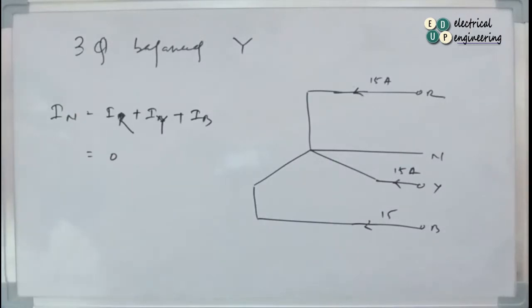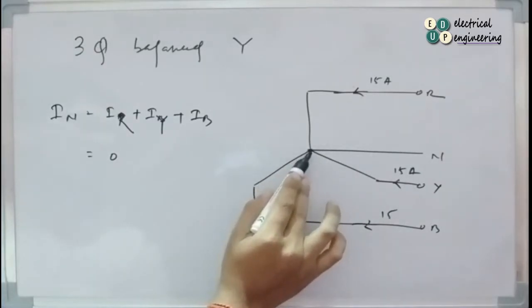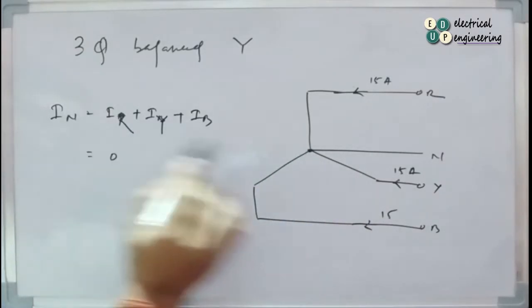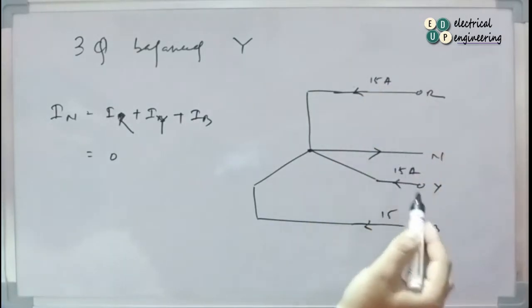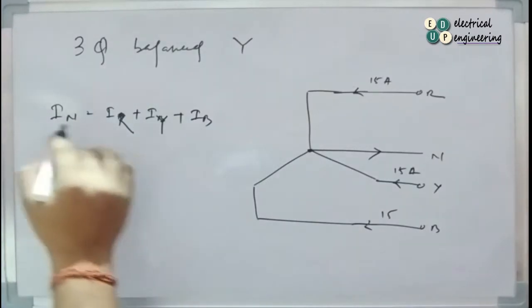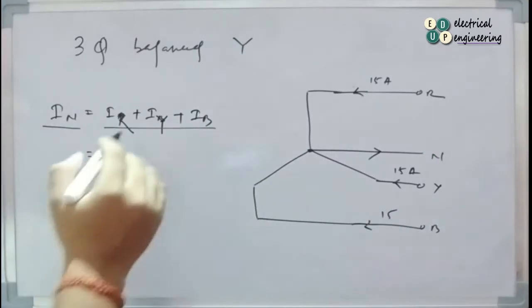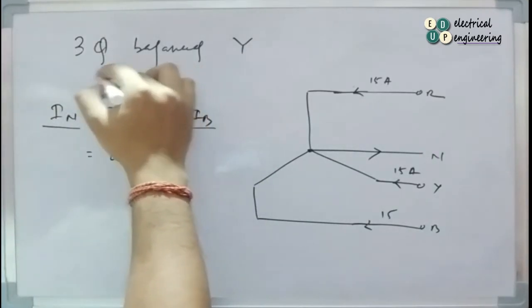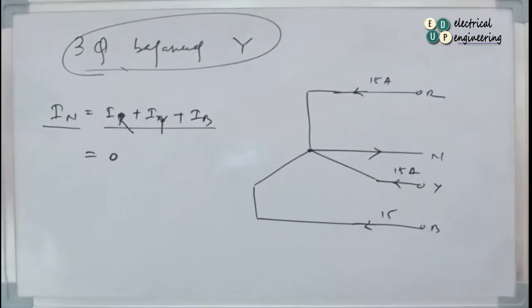If you apply Kirchhoff's current law at this node, you will get this equation. IN is the outgoing current, and IR, IY and IB are the incoming currents. So the sum of outgoing currents equals the sum of incoming currents, and in a balanced condition the neutral current is 0. We have already discussed that.